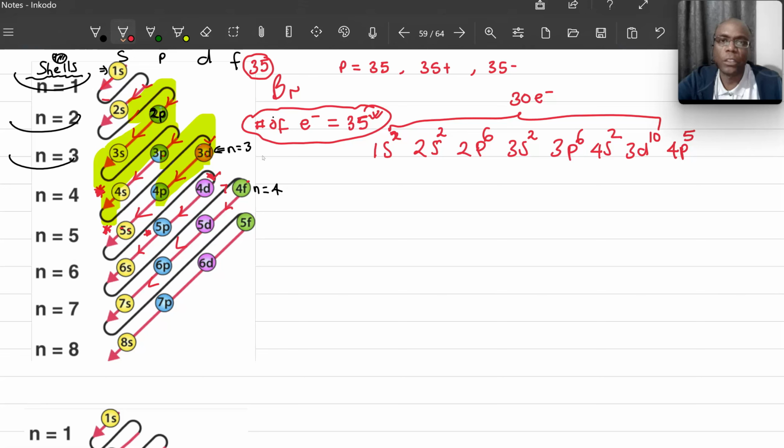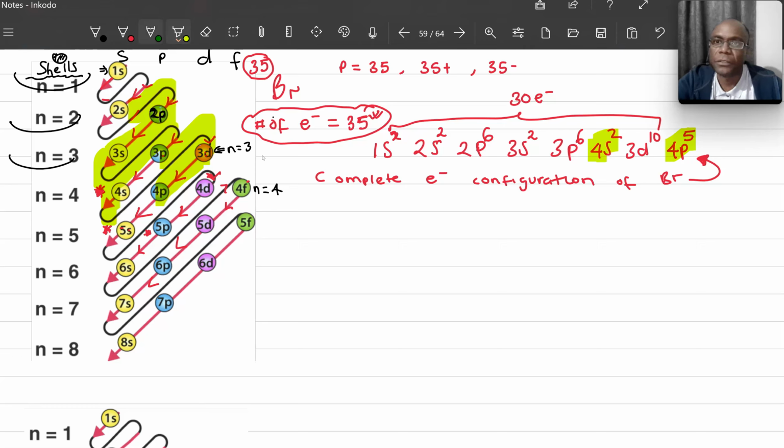Okay, now what was the outermost shell? That is the complete electronic configuration. Let me name it. This is the complete electronic configuration of bromine, what we just wrote. What is the outermost shell? The outermost shell is the fourth shell. You see it? So if I come down here, I have 4s2 and 4p5.